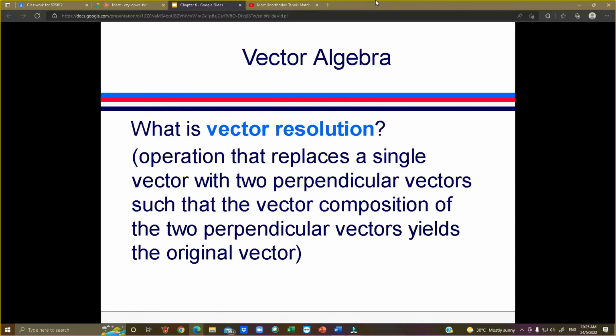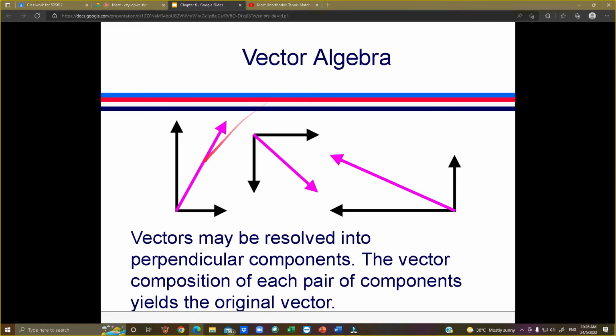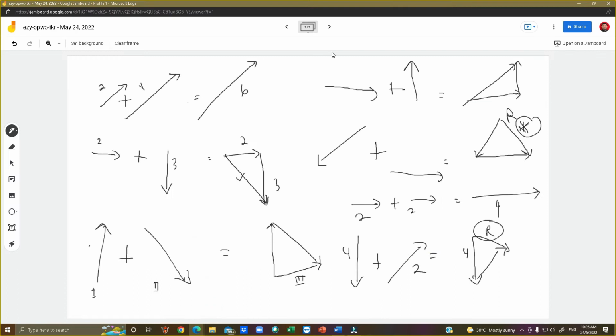When you see vector resolution, okay, resolution is operation that replace a single vector with 2 perpendicular vectors such that the vector composition of the 2 perpendicular vector yields the original vector. Okay, vector resolution, if you take a look closely, dia bukan penambahan vektor, but we change the directional of the vector. Kadang-kadang orang confuse tengok arah vektor ni. Satu vektor vertikal dia ke atas, satu vektor horizontal dia ke kanan. Okay, ke atas dan ke kanan. Kalau kita buat vector composition, it is not going to be resolution.